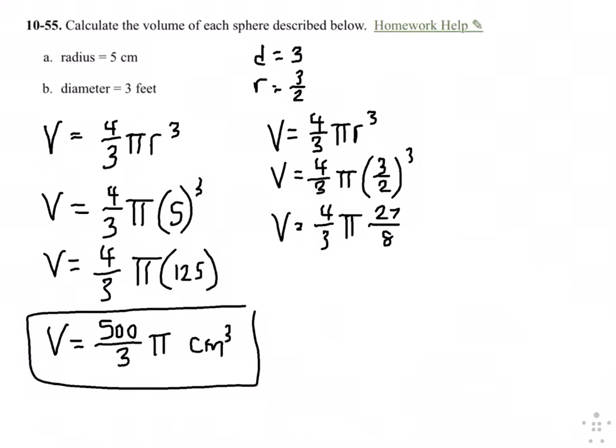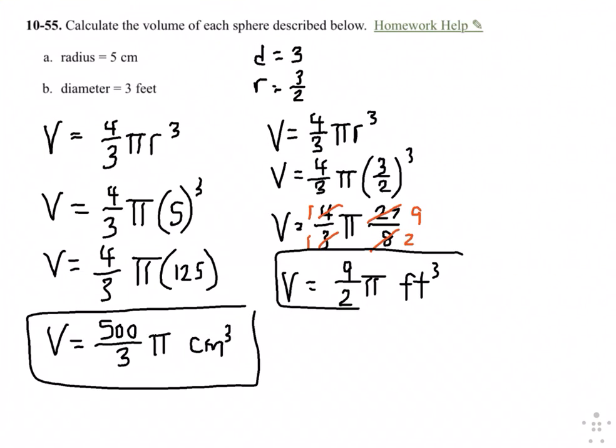And then we can cross cancel, right? So the 4 and the 8 becomes a 1 and a 2, and the 27 and the 3 becomes a 1 and a 9, right? So we cross cancel, that's easier. So the volume comes out to be 9/2 pi feet cubed.